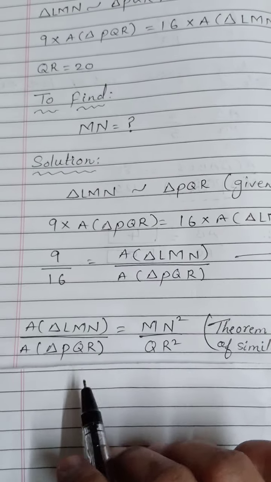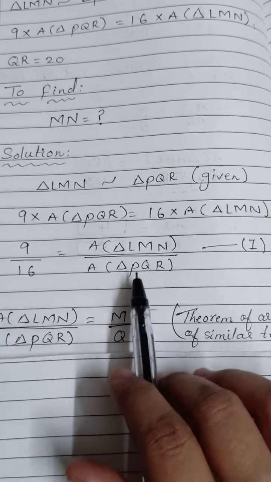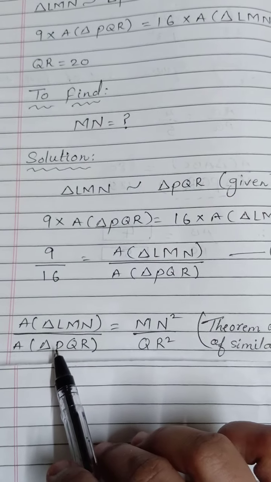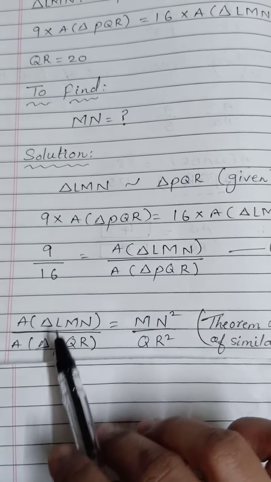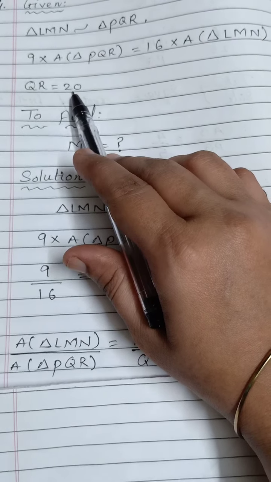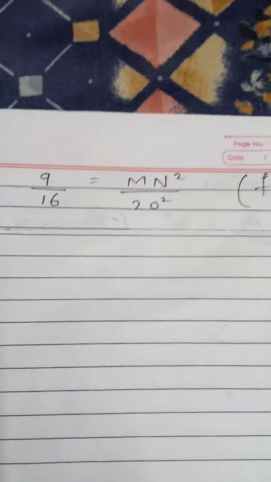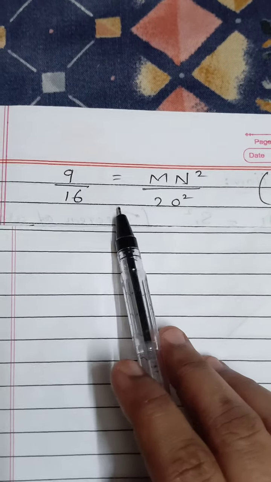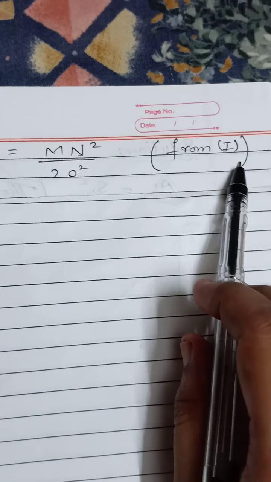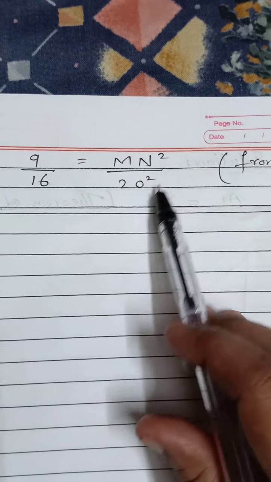Now we'll apply all these values. See here, in equation number 1, the ratio of the areas of both triangles is 9 upon 16, so in its place we can write 9 upon 16. The value of QR is already given to us, that is 20, so we can apply the value 20 here. We got this 9 upon 16 from equation 1, so we mention here that it is from 1.